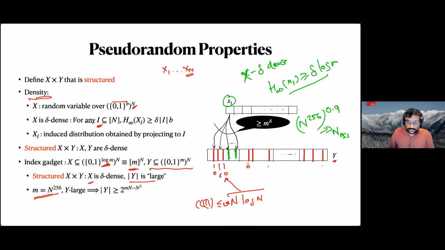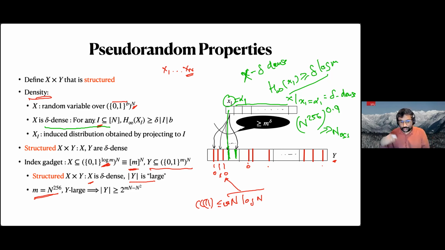But this is just for one block. This is why we need this density definition to extend over all subsets of blocks I. Now if we fix x1 to be some particular value alpha 1, which is, let's say, this one, because we are talking about min entropy, the remaining inputs, so this x restricted to x1 equal to alpha 1, is also delta dense.